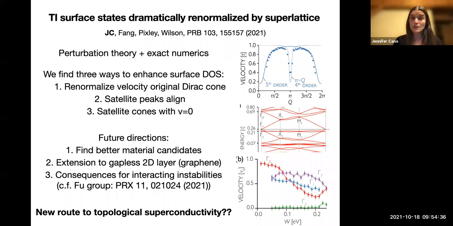And so that would be really interesting. And so I think what I would expect is that the superlattice potential that we're putting on our single Dirac cone on a regular 3D TI, you basically get kind of double the effects. The same effects would happen for each of the two Dirac cones that could appear on the magnetic TI.